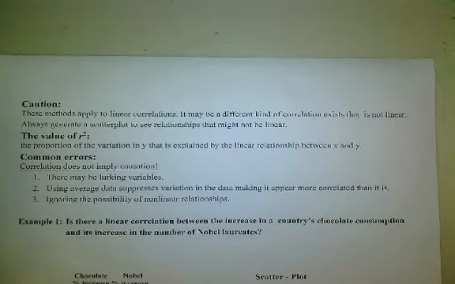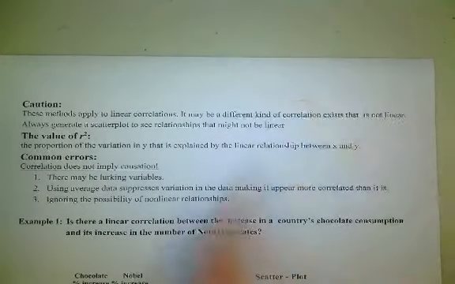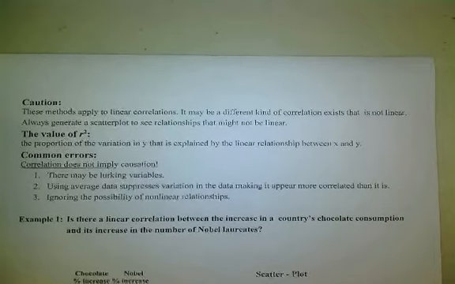You can also have an exponential relationship. Exponential is like this, where it really starts to climb, but if you are down in the part in which it hasn't started to climb yet, it can look very linear. The value of R squared is the proportion of the variation in y that is explained by the linear relationship between x and y.